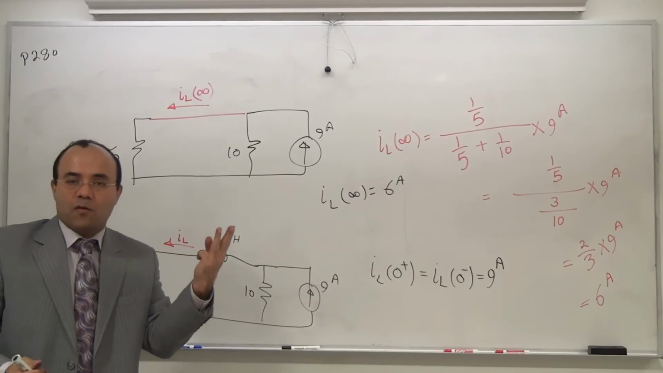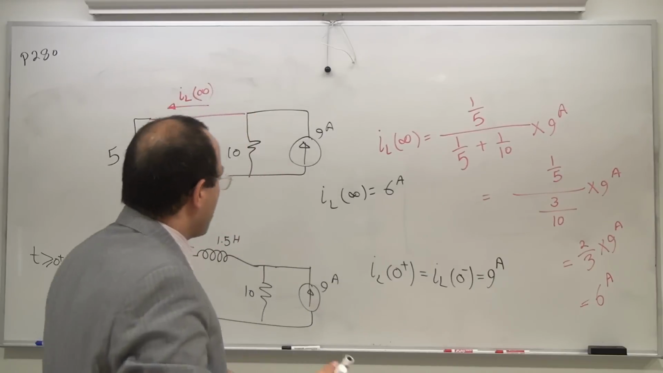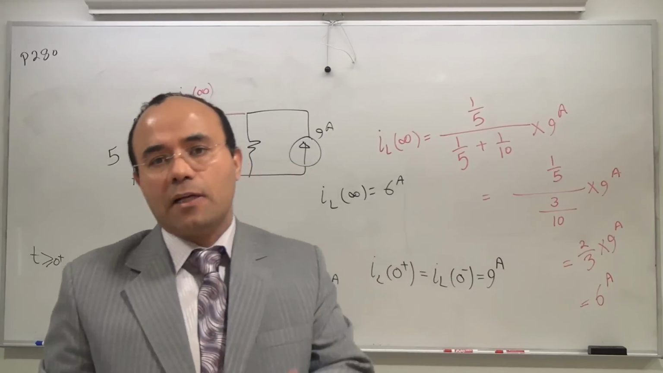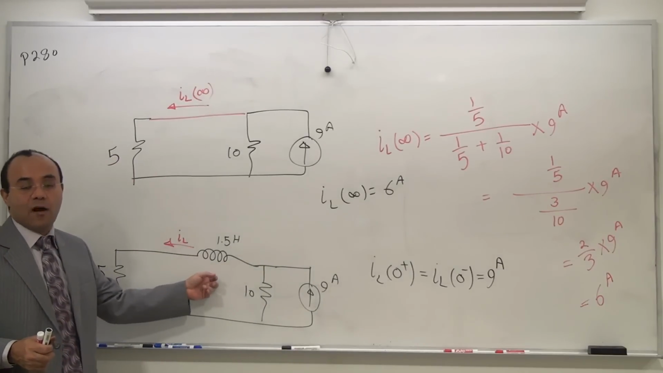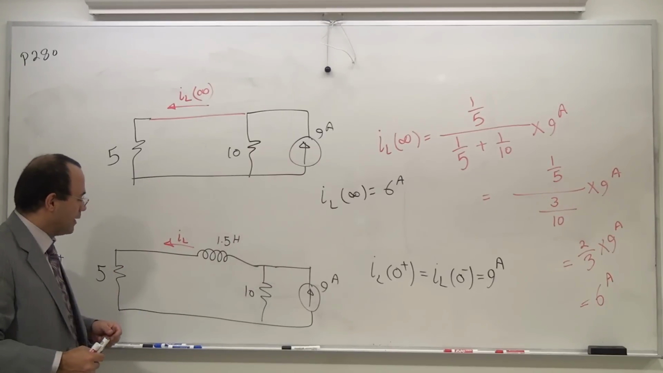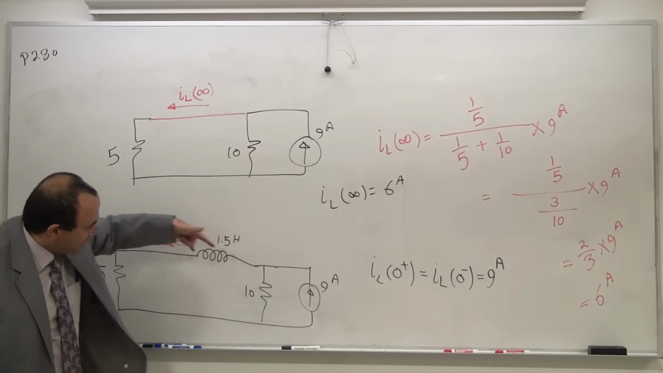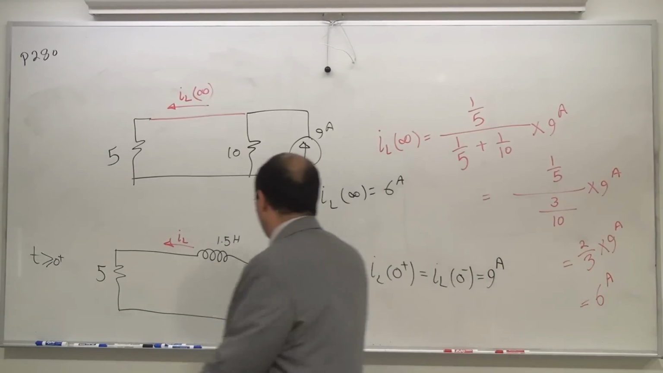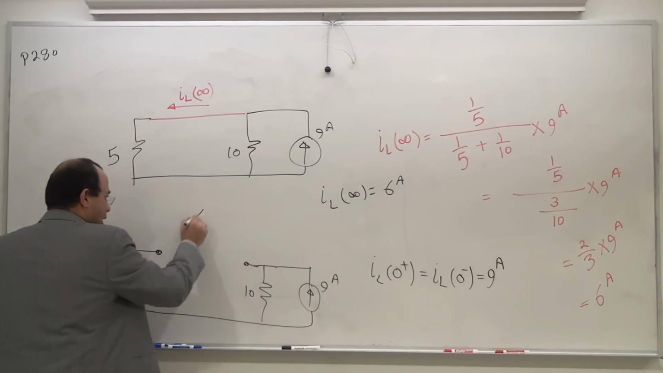Three unknowns you were supposed to find: IL of 0 plus, IL of infinity, and tau. In order to find tau, you were supposed to find L and R. L divided by R, that's going to be my tau. L I know. This is the circuit I'm trying to find the tau for. L is 1.5 Henry. Everything is actually combined to one inductor. Now, what is R? I need you to stand across the inductor and look at the design. This is what I'm asking you to do. I want you to actually stand across the inductor and look at the design.